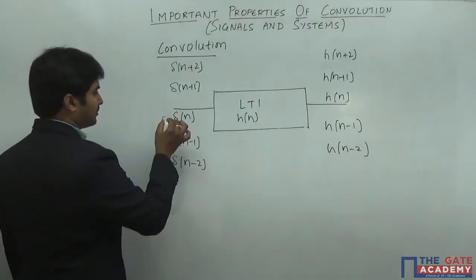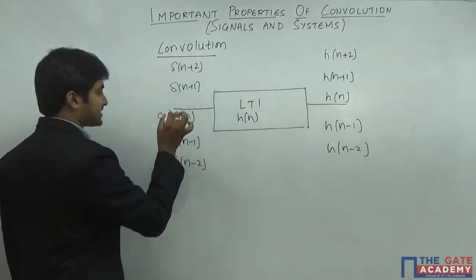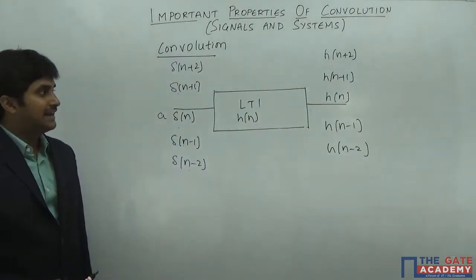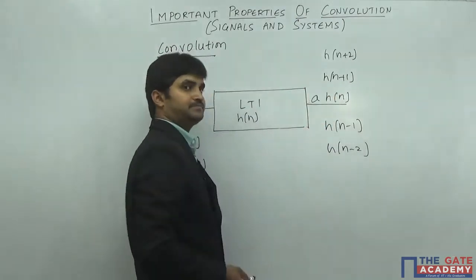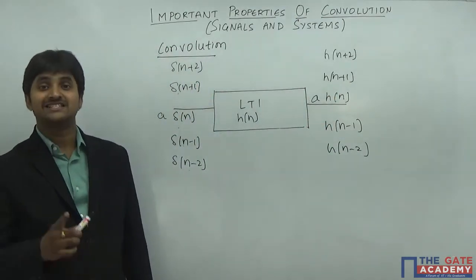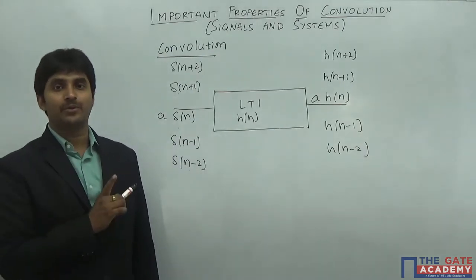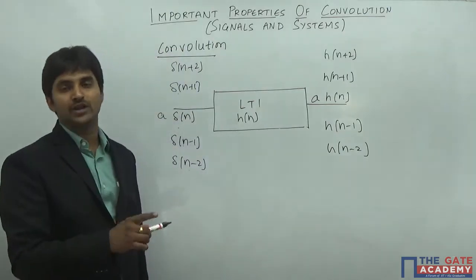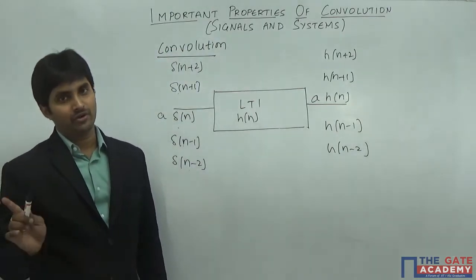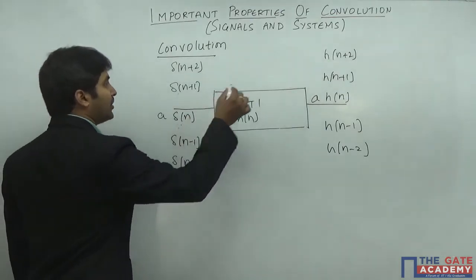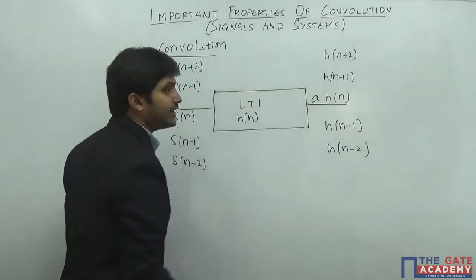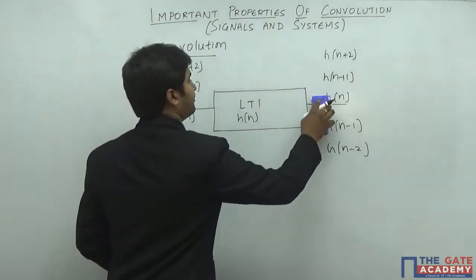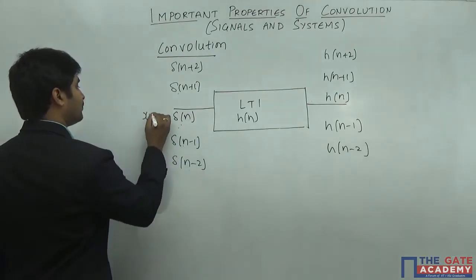Now tell me one thing: if I multiply any scalar a with del of n, what is the output going to be? Can I write the output is going to be a into h of n? Yes, because the system is linear, and a linear system has to satisfy scaling. When the input is x of t and the output is y of t, then a into x of t has to give me a into y of t. So if del of n gives h of n, a into del of n has to give me a into h of n. In the place of a, I just want to take any other scalar. Let me take the scalar as x of 0.